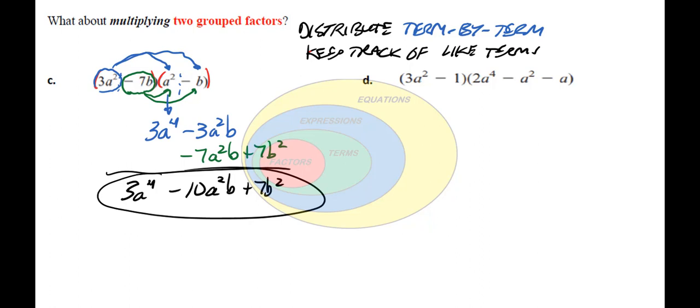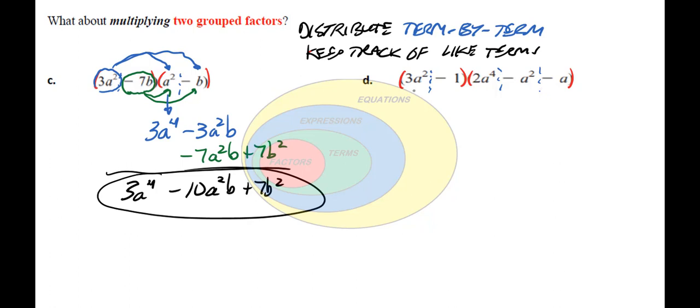So again, the same thing with the next expression. We have a grouped factor here. It has two terms in it. Maybe we call it a binomial factor. And then the next grouped factor has three terms in it. And maybe we call this a trinomial factor, just to use the terminology for polynomials.